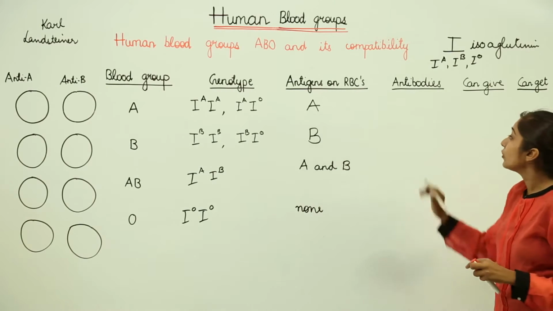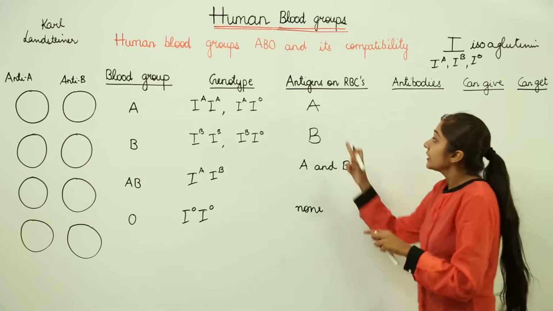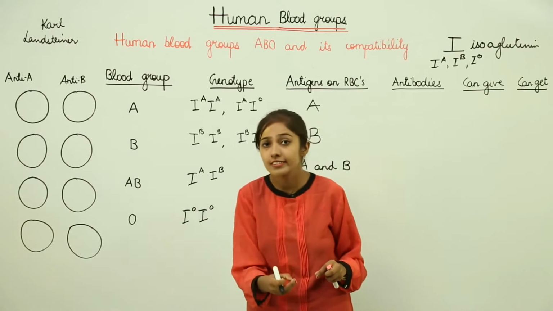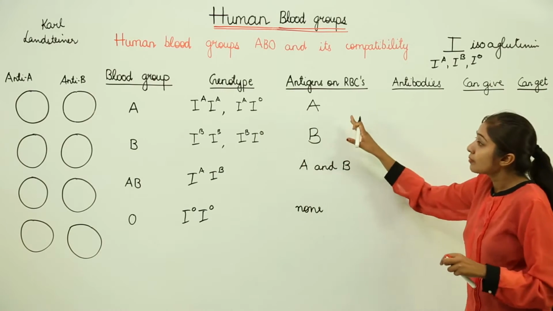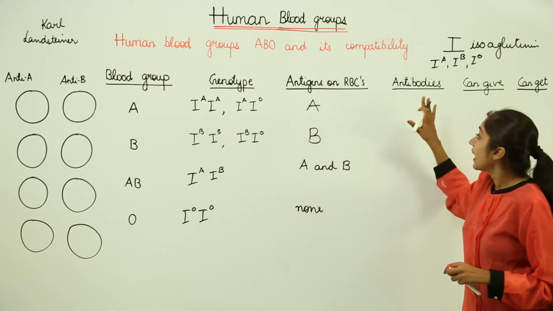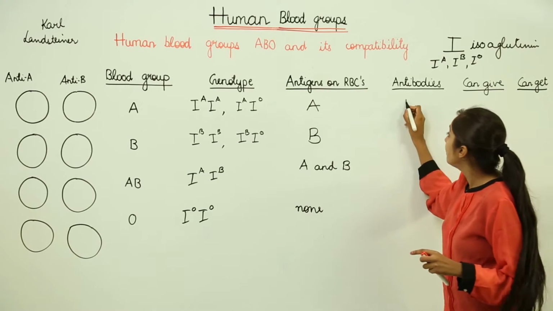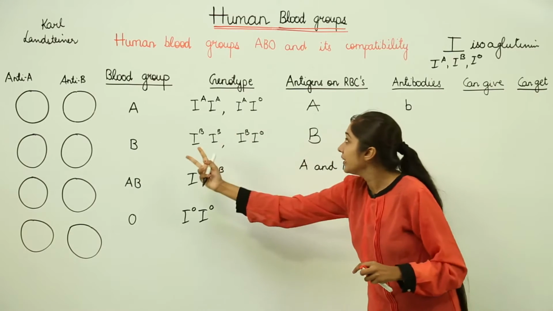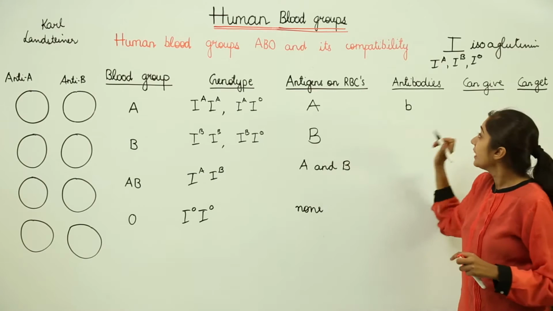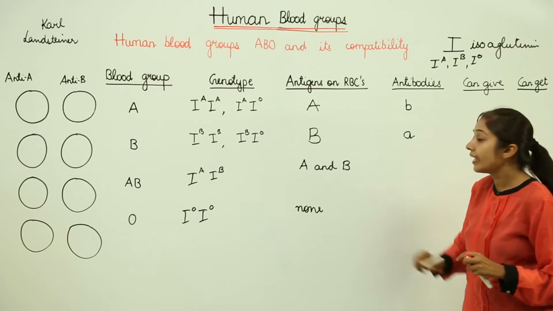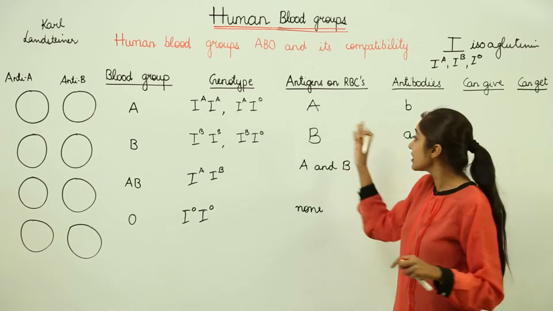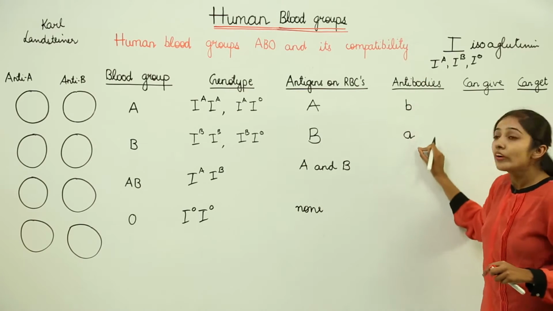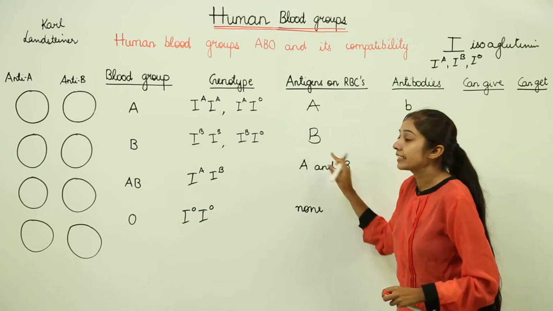Now if we talk about antibodies, you will have to write the opposite of the antigen here, using lowercase letters. For blood group A, the antigen is A and the antibody produced will be b. For blood group B, the antigen is B and the antibody produced will be a. Remember, the antibodies are opposite to the antigens; write the antibodies in lowercase letters and the antigens in uppercase letters.